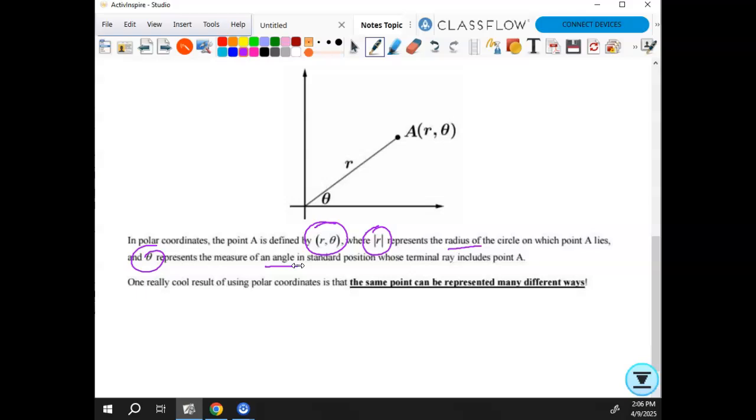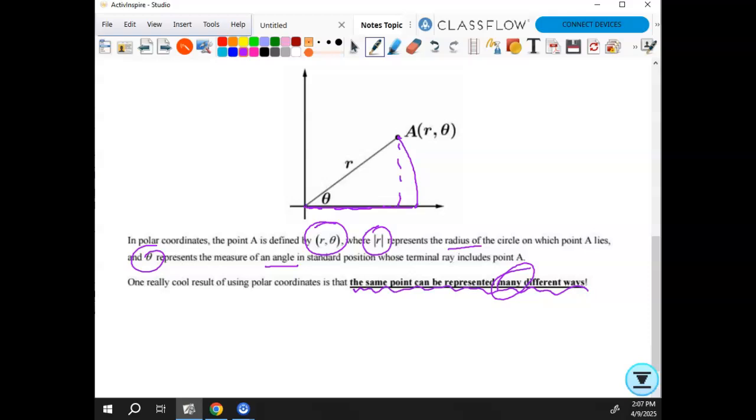So if I want to get from here to here in the rectangular coordinate system, I'd have to go to the right and then I go up, and that's how I land there, right? But for polar, instead, I would go out the length of the radius and then rotate around whatever the angle is and land right there. Okay, does that make sense? That's the difference there. And one really cool result, or one reason why maybe polar would be better in some situations than rectangular, is that the same point can be represented many different ways. And it's actually not just many, it's an infinite amount of ways.